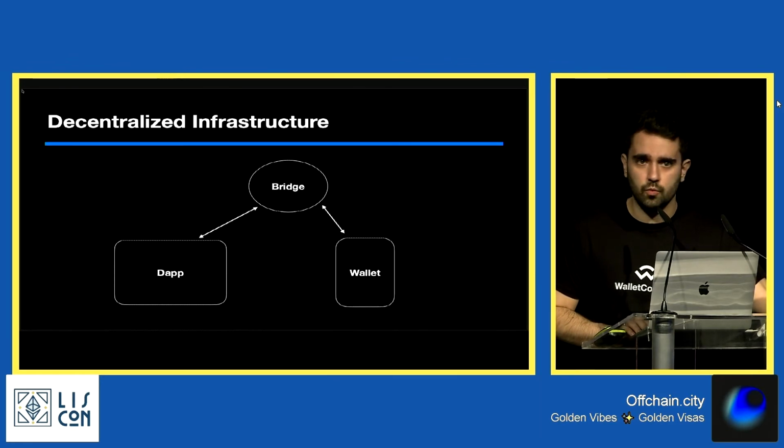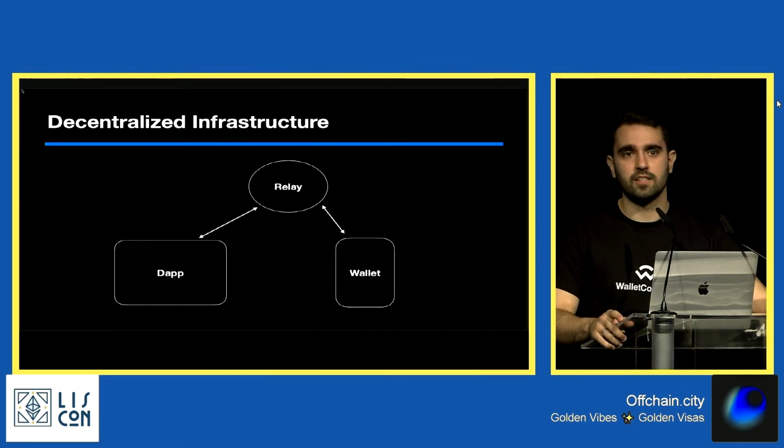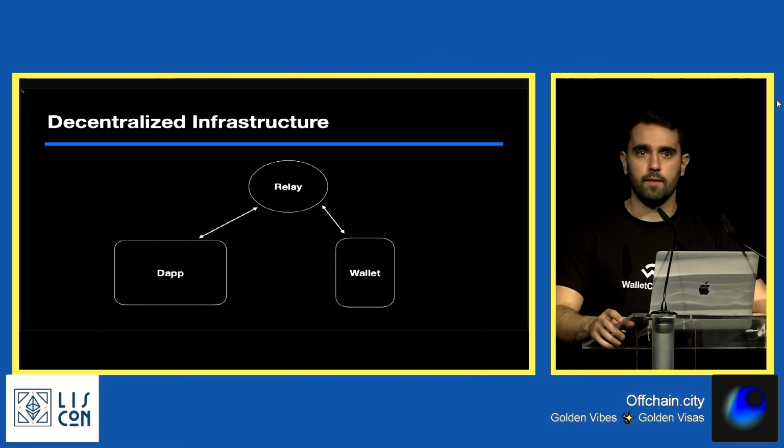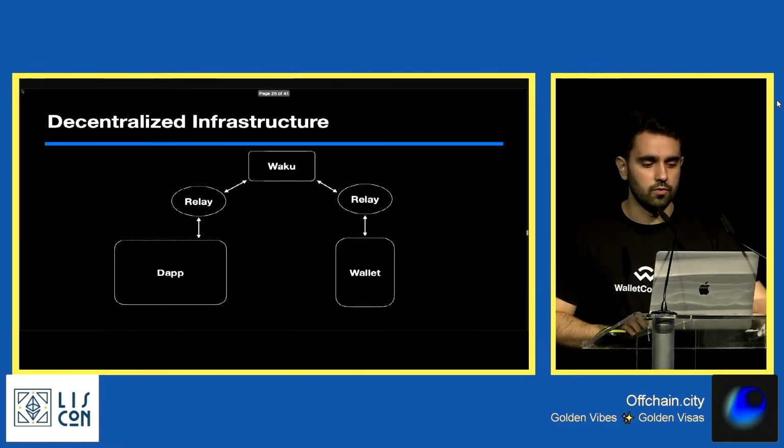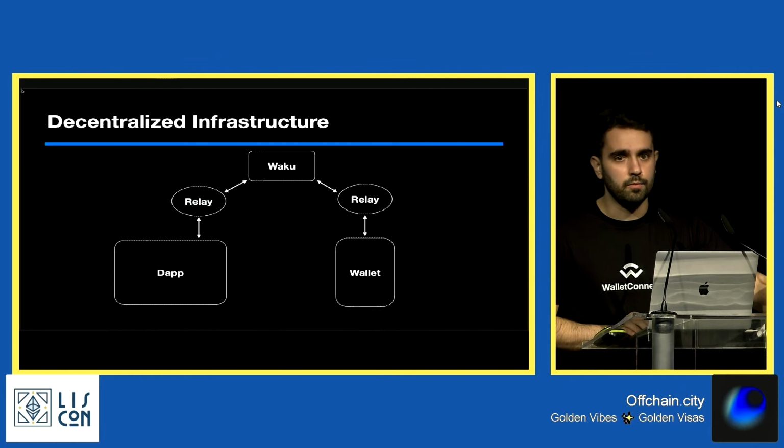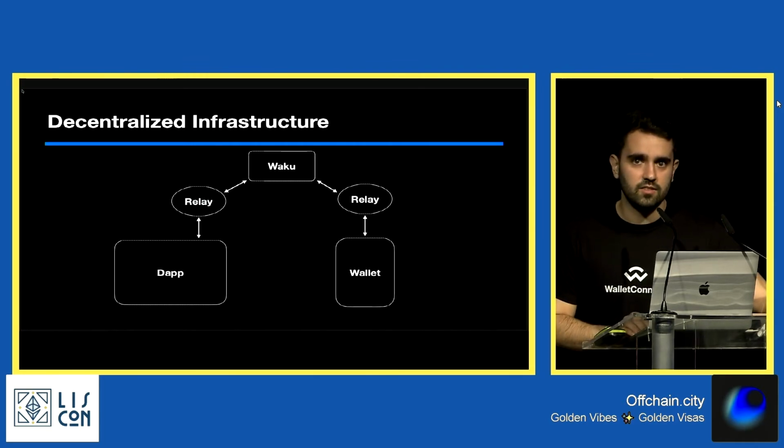First, we renamed what we considered the bridge server to a relay server. So now we think about the server as simply a mechanism to relay messages, or a mirror for you to bounce messages between two applications. But then we started thinking, what if we enabled each application to connect to its own relay server? That's why we started using Waku. Waku is a decentralized messaging protocol developed by Status, and WalletConnect will be the first application outside Status to use Waku in production.